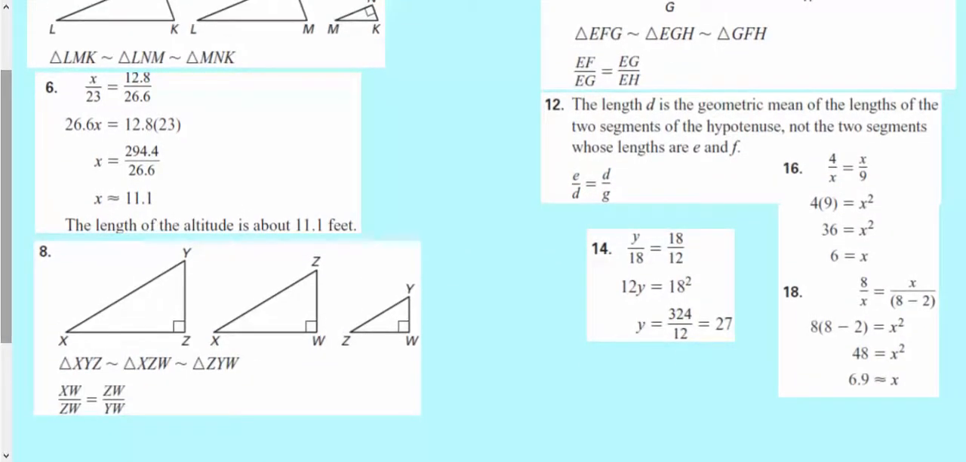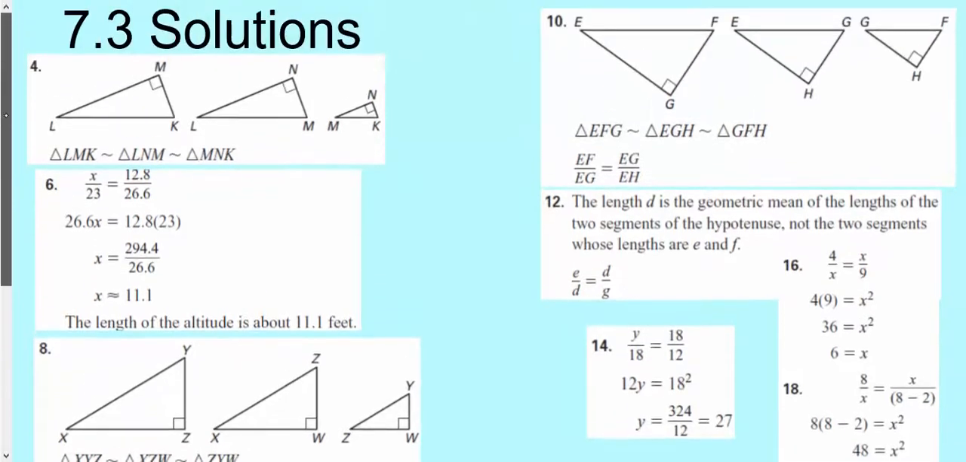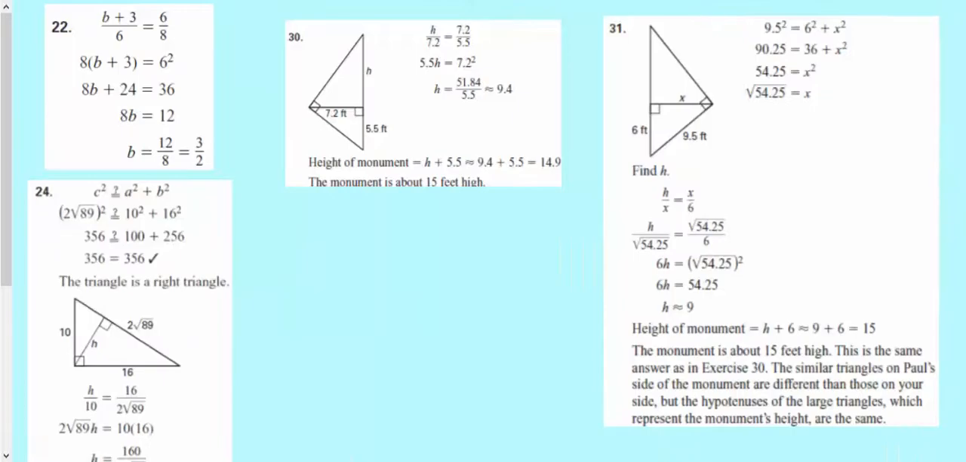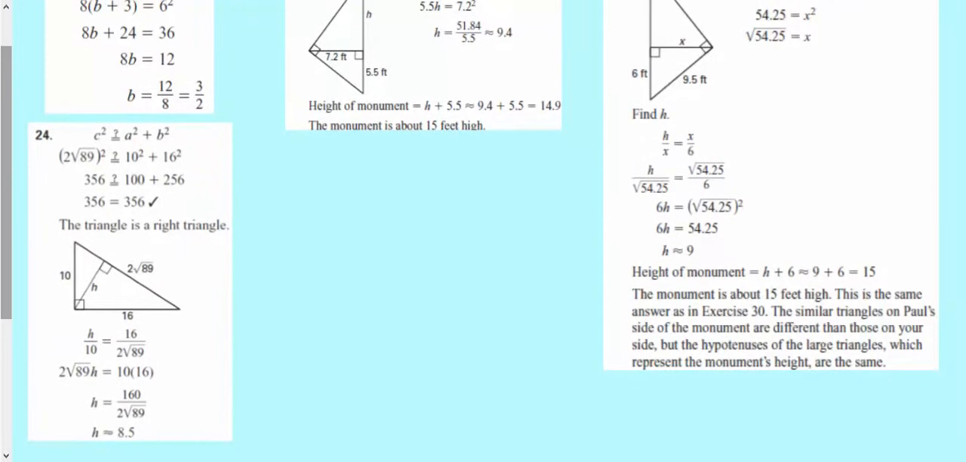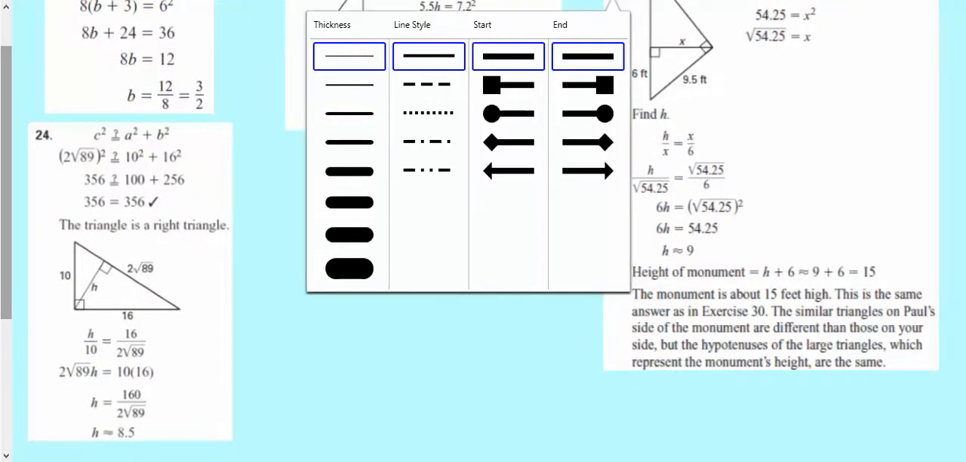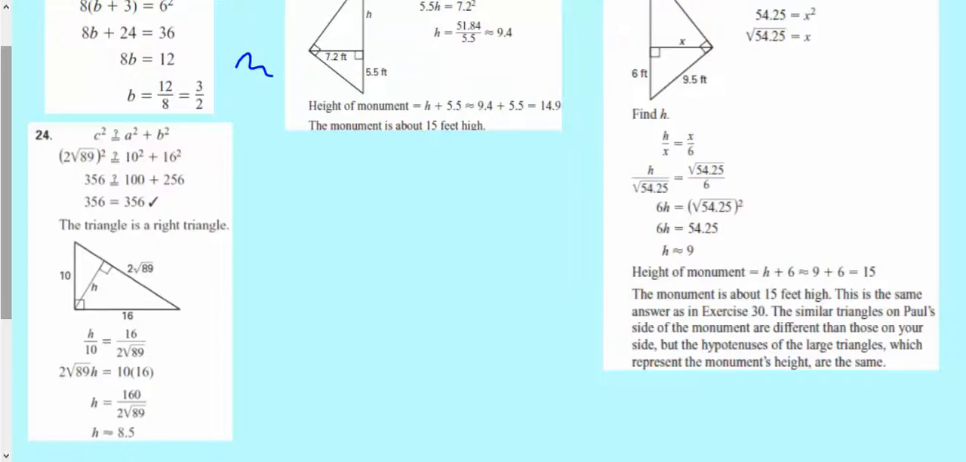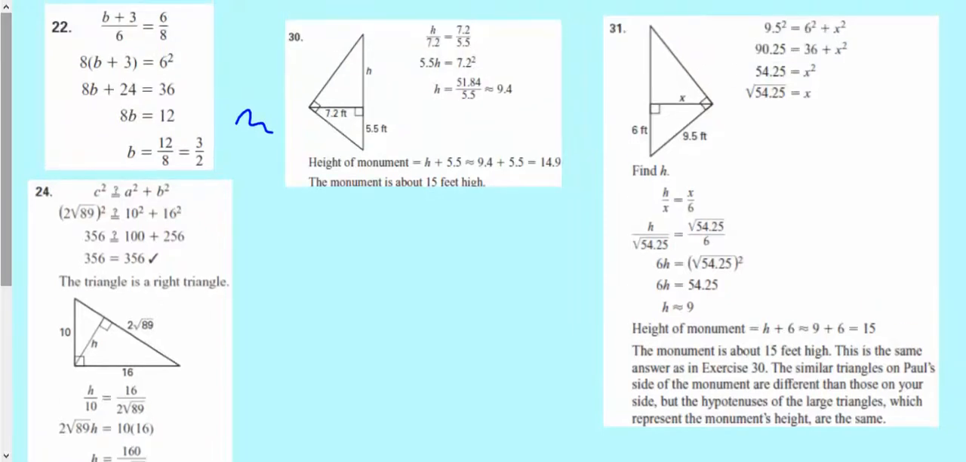Here are the answers to 7.3. Make sure that you are splitting apart these triangles, such as this right here, so that you can see which side lengths you want to use for your proportion. If you're not splitting them apart, it's going to be much more challenging for you. I've taught this section many years, and it is traditionally not easy unless you split apart the triangles.